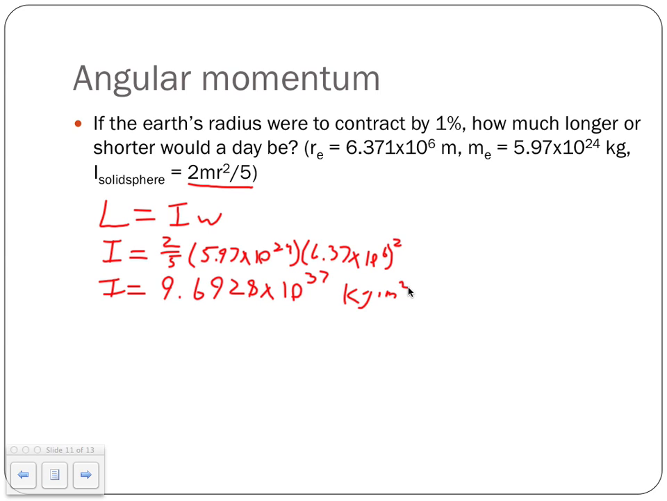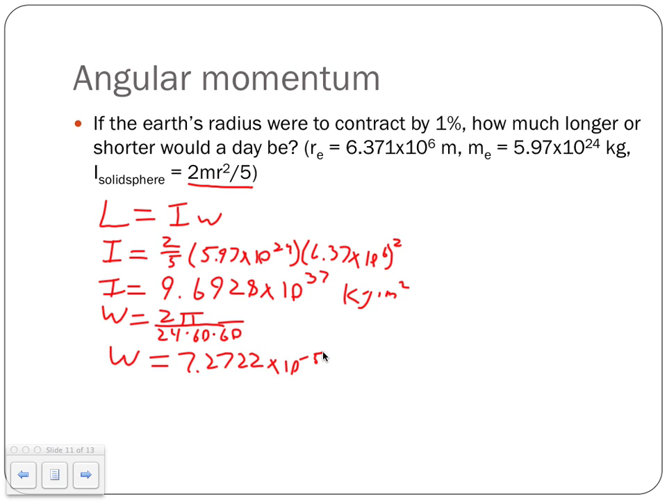Then omega is in radians per second. In a day, how many radians does the Earth spin? It spins 2 pi radians because it goes through a full rotation, and the time is 24 hours. We need that in seconds, so we take 24 hours times 60 minutes times 60 to get to seconds. So 2 pi divided by 24 divided by 60 divided by 60 gives 7.2722 times 10 to the negative fifth radians per second.